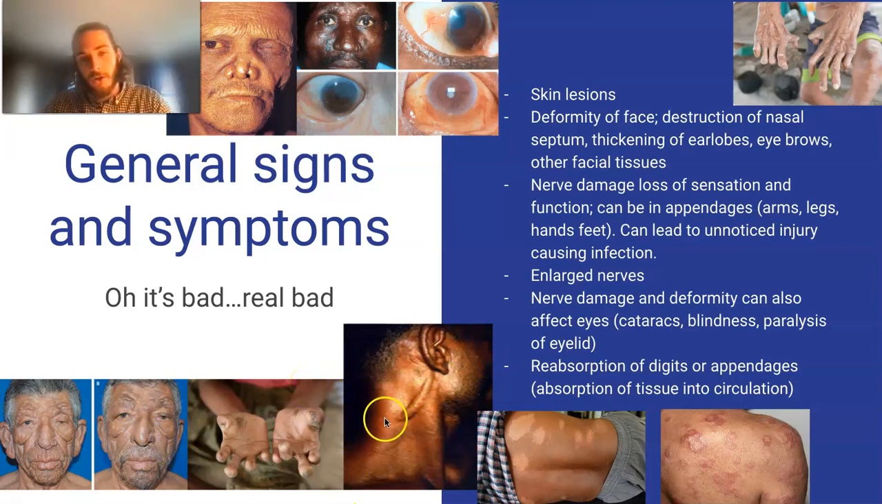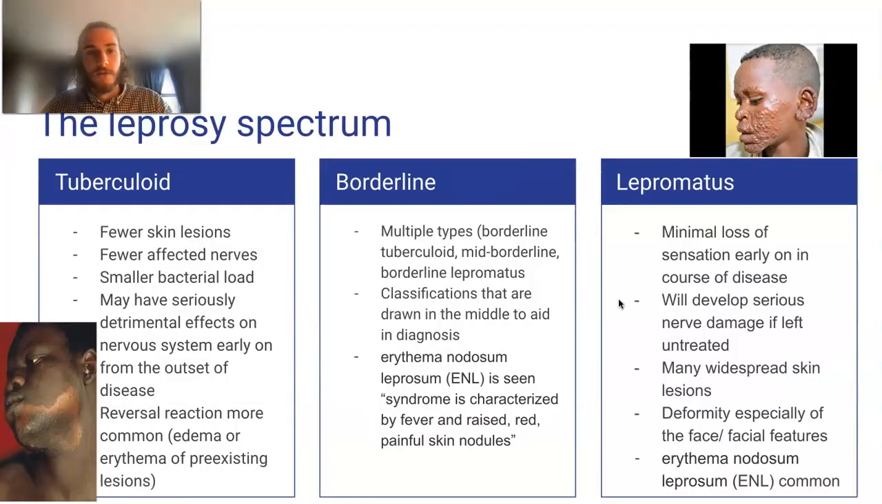And then you can also get some thickening of the nerves, and that's due to bacteria infecting the nerves. The other thing we should mention is that this can sometimes cause blindness. You can get cataracts in the eyes, and you can also get paralysis of the eyelids, so you're unable to blink, and that's due to the nerve damage as well. And then also, you can just get blindness because your eyes are innervated, and if those nerves are destroyed, then you'll go blind.